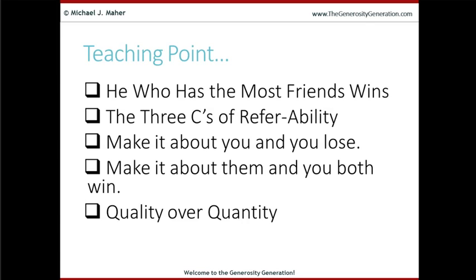Or how do I make this the biggest win for you, Mr. Seller? Or how do we make this move the biggest win for you, Mr. Buyer? Okay? How do I make it about them and you both win? And that is a very key mindset as you work your referral cycle business.